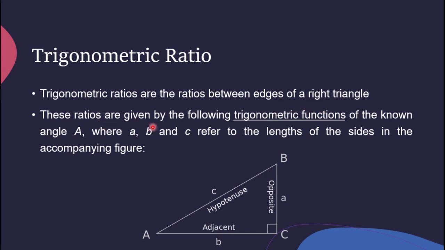These ratios are given by the following trigonometric functions of the known angle A, where a, b, and c refer to the lengths of the sides in the accompanying figure. So A here is the angle where it is opposite to side small letter a and adjacent to small letter b and has hypotenuse c.